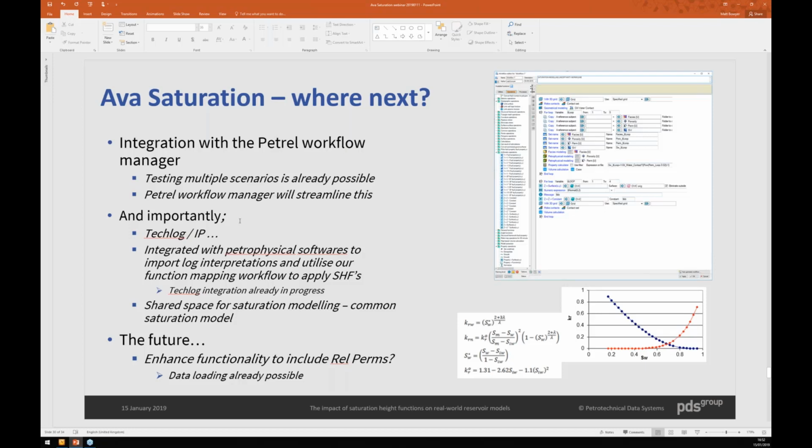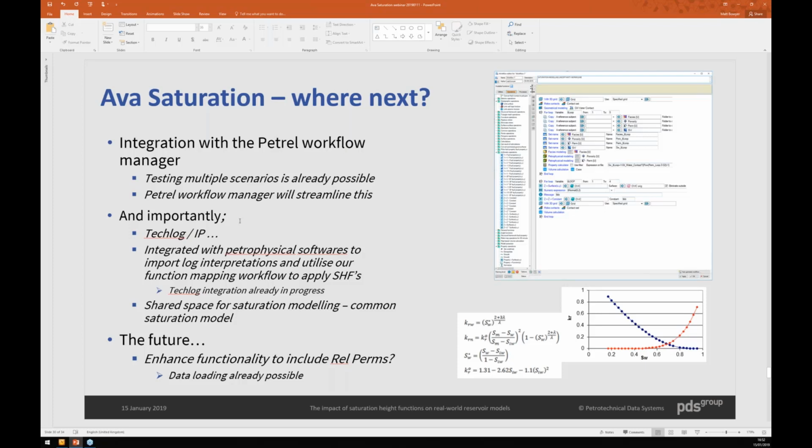And then for the future, well, who knows? That's going to be driven largely by client feedback. We've had a few people today also speak to me about relative permeability. So we can load capillary pressure data into AVA saturation, which then feeds through and stores that data in Petrel. If we can load spreadsheet data which has cap curves in it, there's no reason why we can't load RelPerm curves. It seems to make sense.